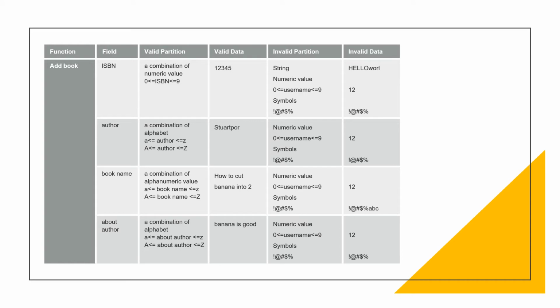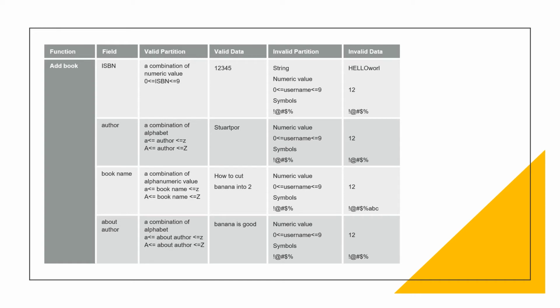So the next function is addbook. The first text field for the addbook is ISBN. So the valid partition of ISBN is a combination of numeric value, which means from 0 to 9. And next is author. So the author must have a combination of alphabet and cannot contain the numeric value. Then the next one is book name. Book name also have a combination of alphanumeric value and also cannot contain the numeric value.